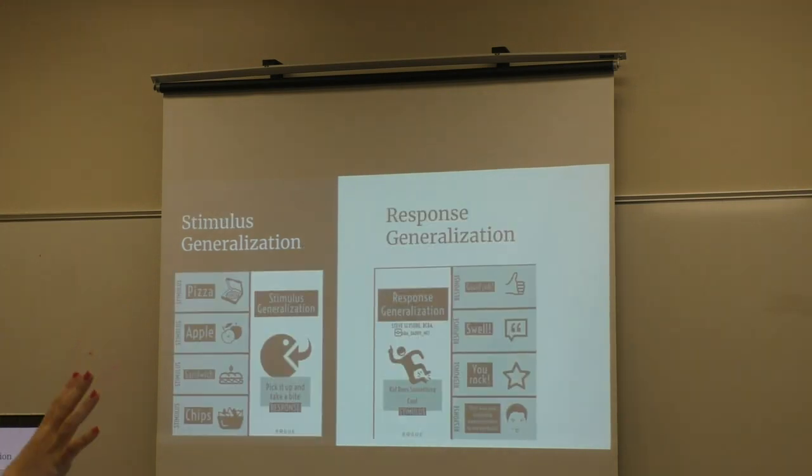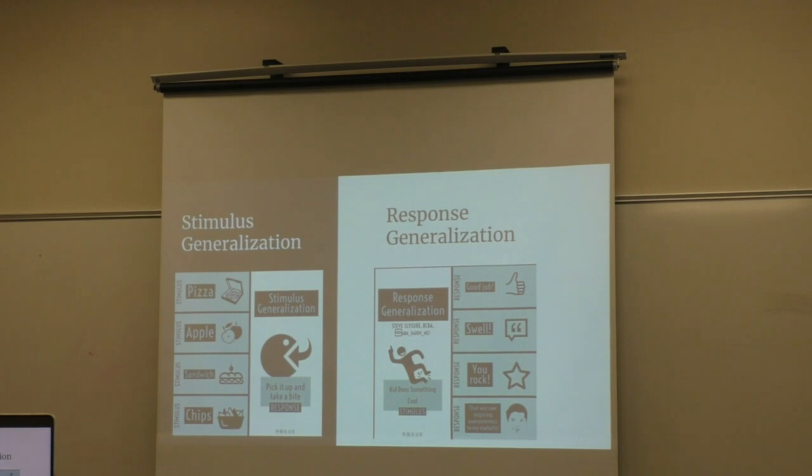So there are 2 main aspects of generalization: stimulus and response. Stimulus generalization is multiple stimuli that end up with the same response. In this picture, it's pizza, apple, sandwiches, chips. You see them, and the response is always going to be to pick up and take a bite. In the last example that I used, learning math at school, the stimulus is at school, at home, on the bus, and then the response would be, oh, I can do this math problem if given to me.